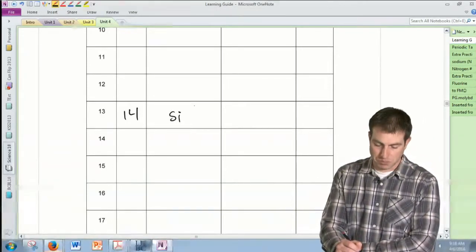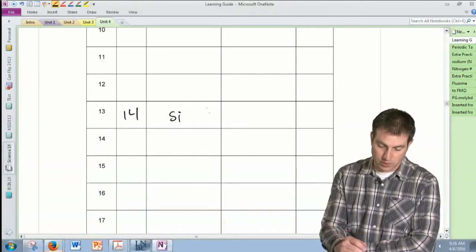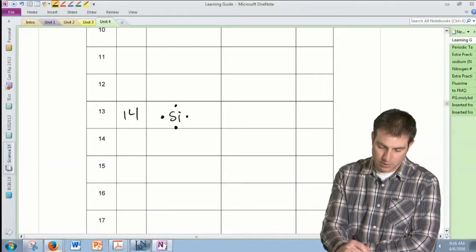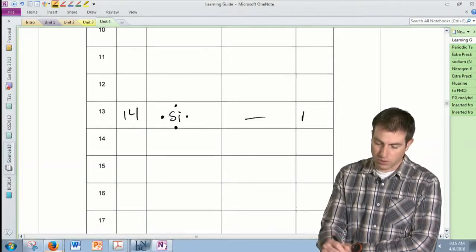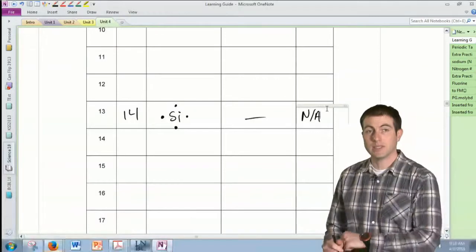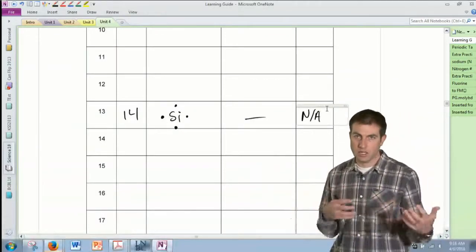And then we do some math. So it's in the 14th column. It'll have 4 electrons in its outer shell. And then it's not going to form an ion because it's right in the middle. It doesn't know if it wants to gain or lose.